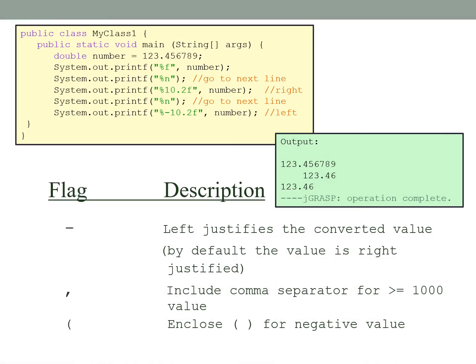Another example here where we have double number equal to 123.456789. When we do system.out.printf %10.2f, number, it will display 4 spaces and then 123.46. To have it at the left side, we need to write negative or minus to left justify it. So we have system.out.printf %-10.2f, number. It will display 123.46 and then spaces. So the spaces will be at the right side.